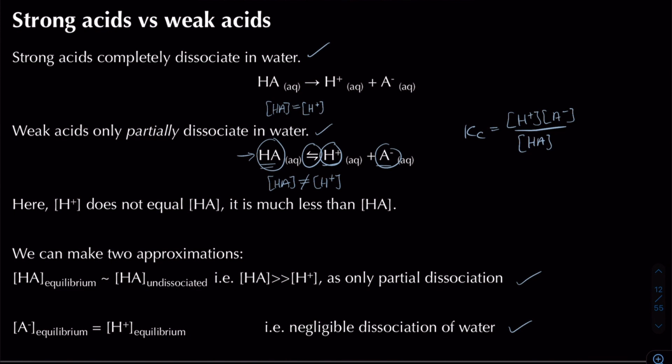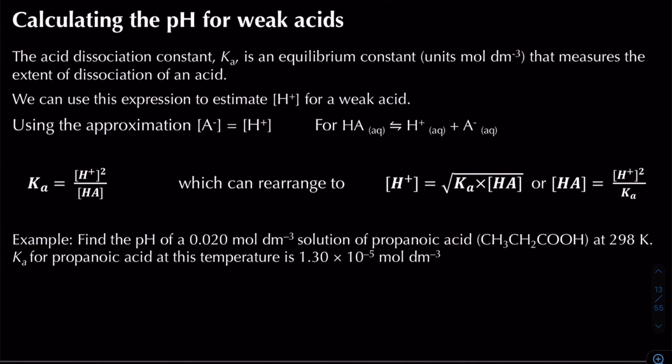So in that case, I can come up with a new expression which looks like this, where I end up with the concentration of H+ squared, divided by the concentration of our acid itself. But now we can no longer call this the equilibrium constant, but instead a new constant called Ka. Ka is the acid dissociation constant, and like with other equilibrium constants, it varies with temperature. The units for this one are moles per decimeter cubed, and it measures the extent of the dissociation of the acid itself.